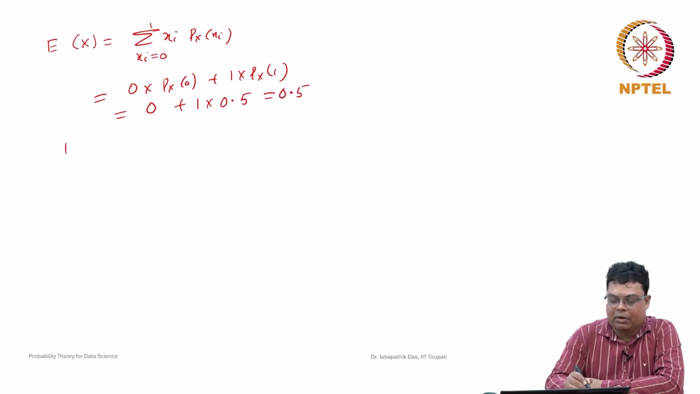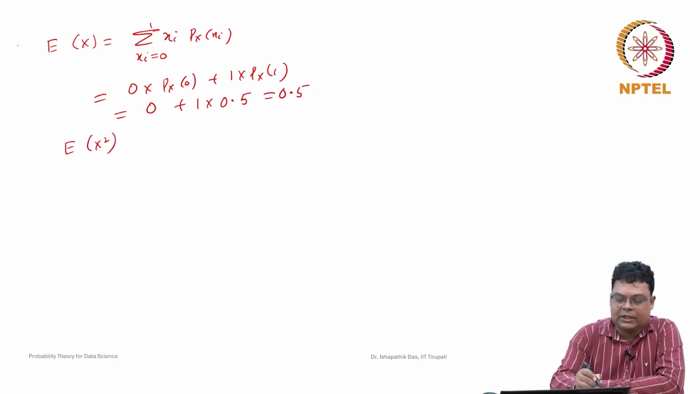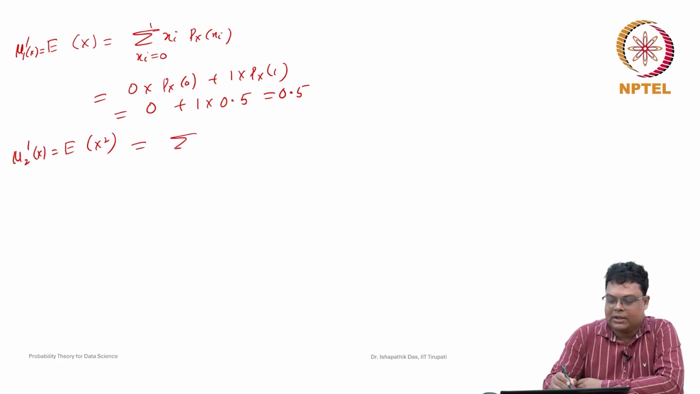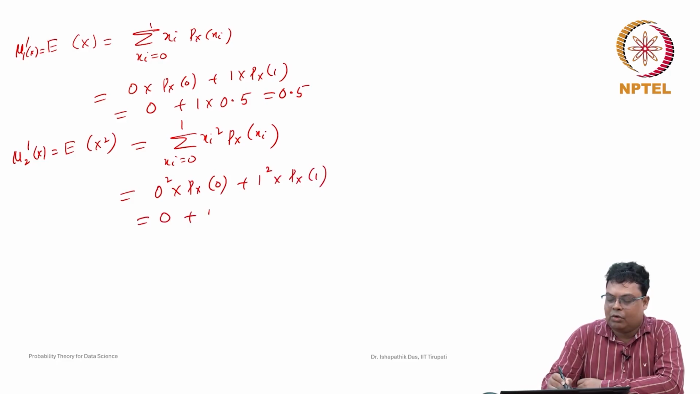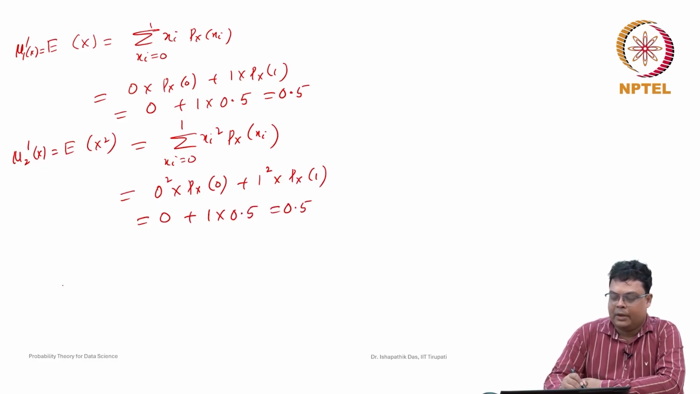Now for finding the variance we have to find the expected value of x square. In our definition this is mu1 dash. We'll write the notation mu1 dash x because it is related to the variable x. Mu2 dash x is the expected value of x square. This is the summation over xi taking 0 and 1 of xi square px(xi), which is 0 square into px(0) plus 1 square into px(1). So this is 0 plus 1 into px(1), which is 0.5. So this is mu2 dash x.